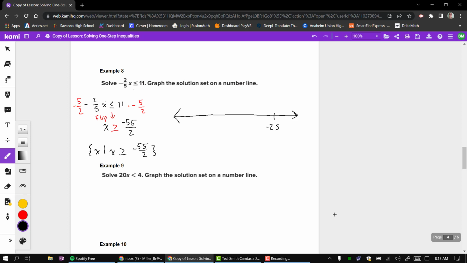So if I make the number line for this, negative 25, negative 26, negative 27, negative 28, negative 29. We want negative 27.5. It's going to be a closed circle, so we put a closed circle right here. And we want values that are bigger than that, so we're going to go to the right.